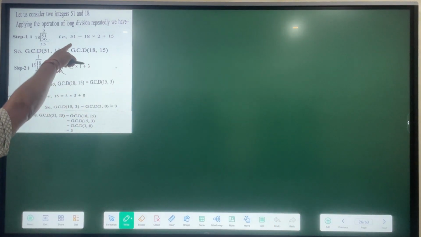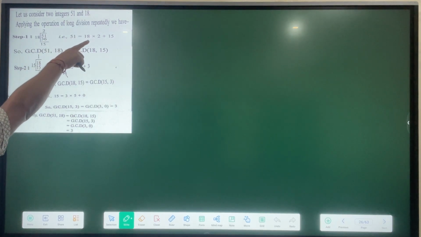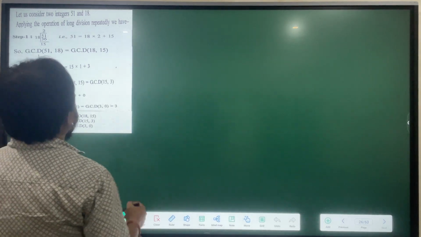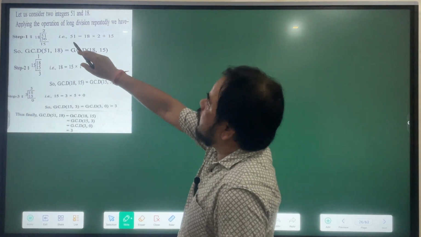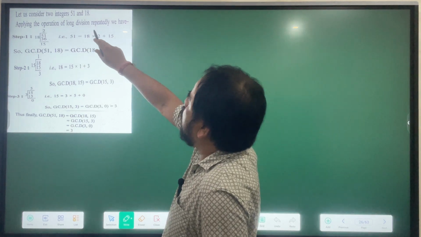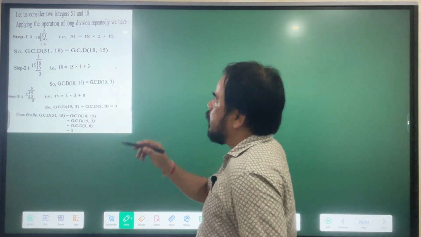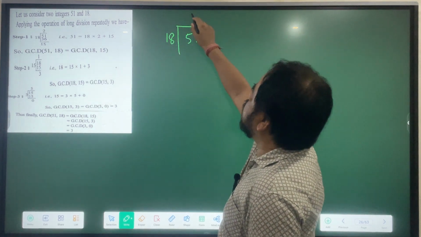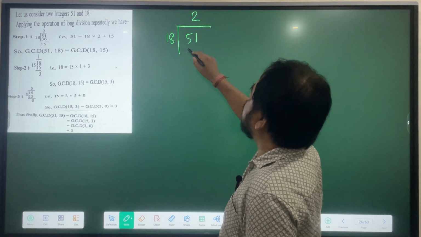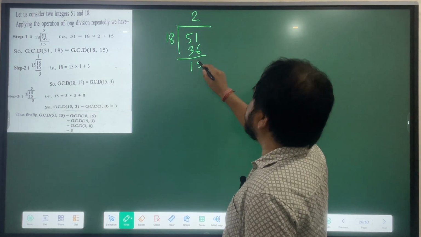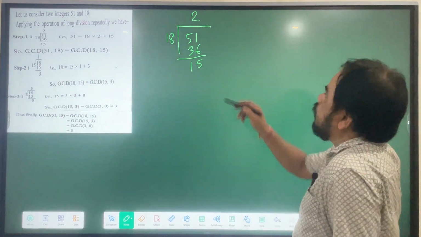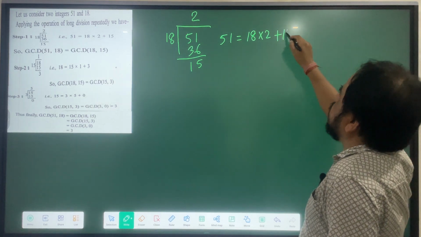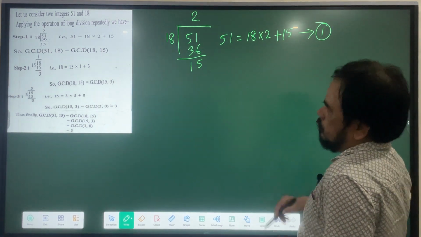This one again you can do yourself, 51 and 18. Okay, let me do it. Let us consider 51 and 18 and apply the operation of long division repeatedly. 18 is smaller. So 51: 18 1 is 18, 18 3 is 54, 18 2 is 36. 15 is the remainder. So how can we write this one? 51 is equal to 18 into 2 plus 15. This is step number 1.